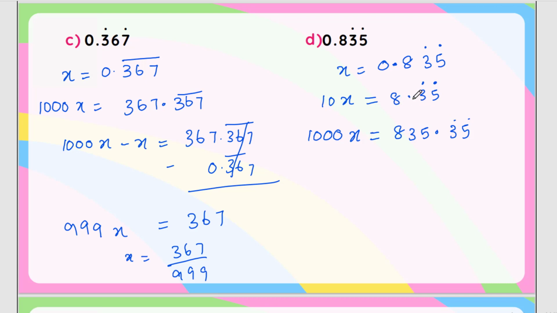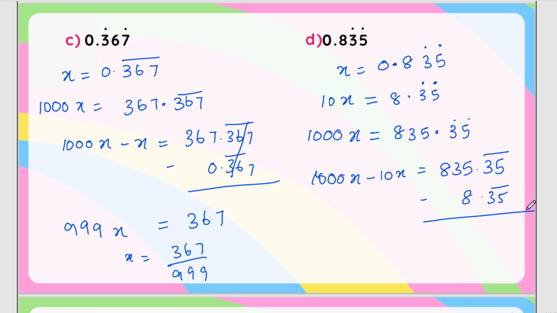Here after the decimal point you have repeating digits, and here also after the decimal point you have repeating digits. So 1000x minus 10x equal to 835.35 repeating minus 8.35 repeating. If you subtract this, you will get 827. This one will become 990x. So x equal to 827 by 990.